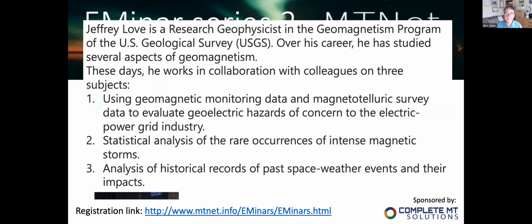Jeffrey is a research geophysicist in the geomagnetism program at USGS and has studied many aspects of geomagnetism. These days he works on three main issues: geomagnetic monitoring data and MT survey data to evaluate geoelectrical hazards, statistical analysis of rare occurrences of intense magnetic storms, and analysis of historical records of past space weather events and their impact. So we'll probably be hearing all of these during this talk. Jeffrey, please, I invite you.